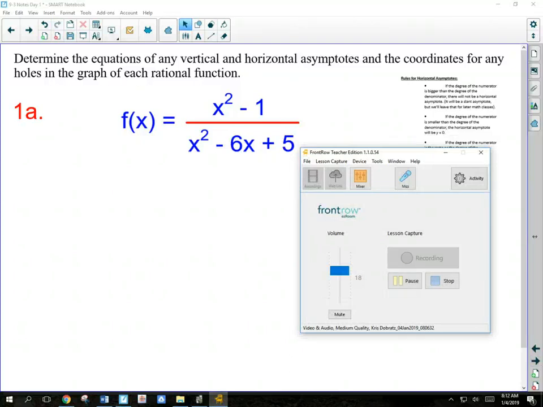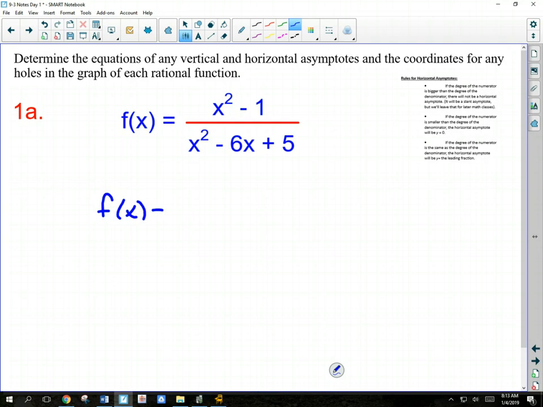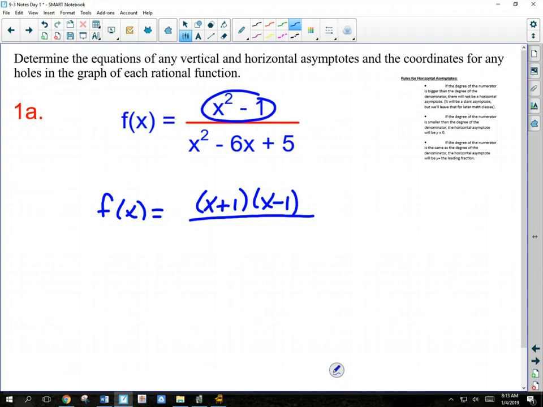All right, in this example here, we're going to look for the equations of any horizontal or vertical asymptotes or any holes that we would have. Okay, so the first thing that you want to do is simplify this function as much as you can, which means that you need to factor it. When I factor this, the x squared minus 1 on the top we know is a difference of squares, and it factors as x plus 1 and x minus 1. And then on the bottom, the x squared minus 6x plus 5 can factor also, as x minus 1 and x minus 5.